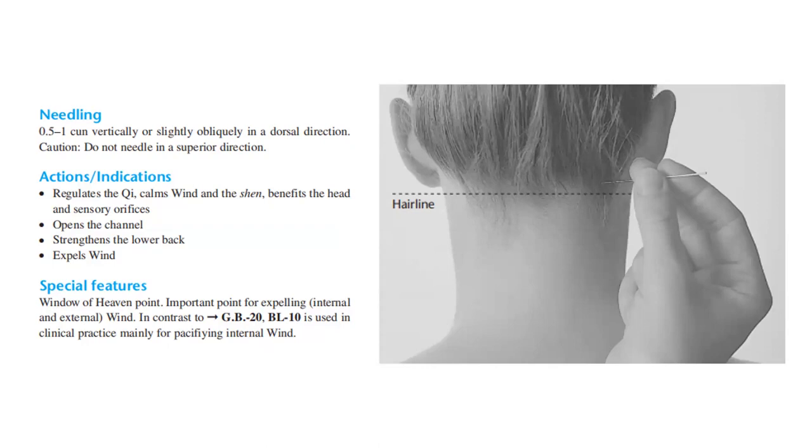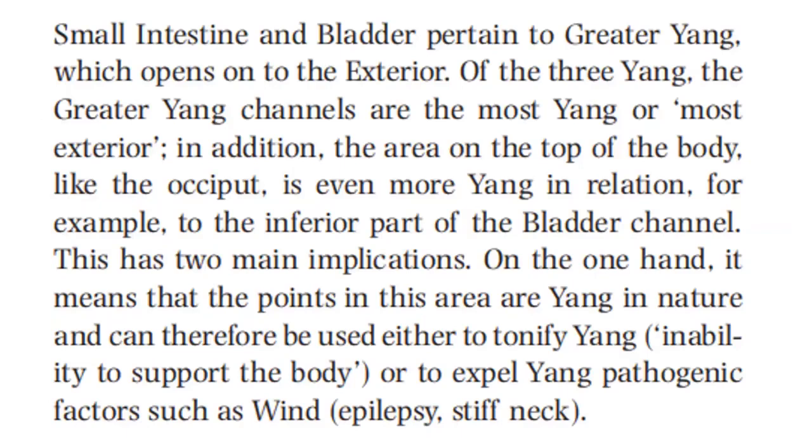In contrast to GB20, bladder 10 is used in clinical practice mainly for pacifying internal wind. Small intestine and bladder pertain to greater yang, which opens on the exterior. Of the three yang, the greater yang channels are the most yang or most exterior. In addition, the area on the top of the body, like the occiput, is even more yang in relation, for example, to the inferior part of the bladder channel. This has two main implications.